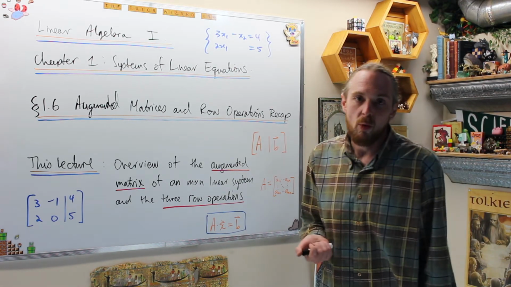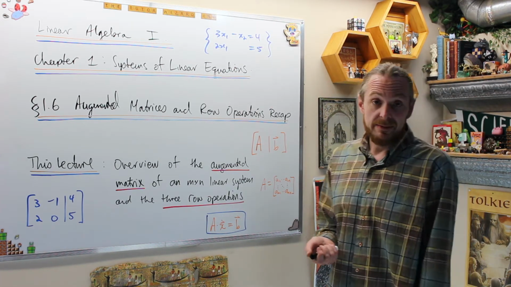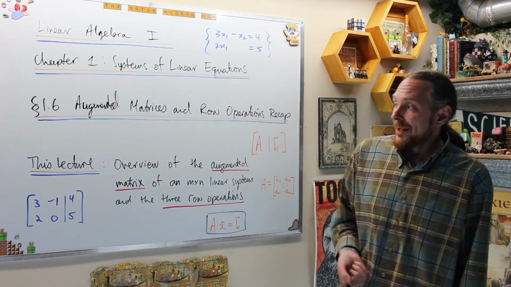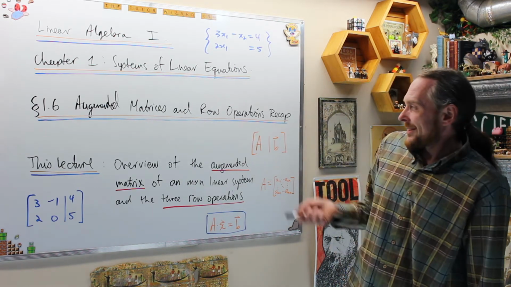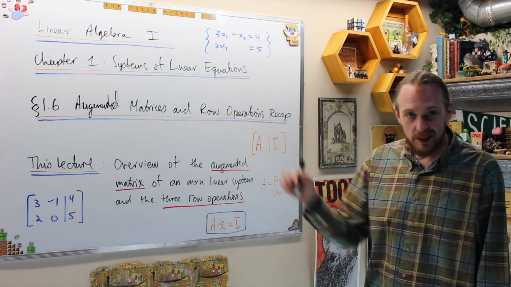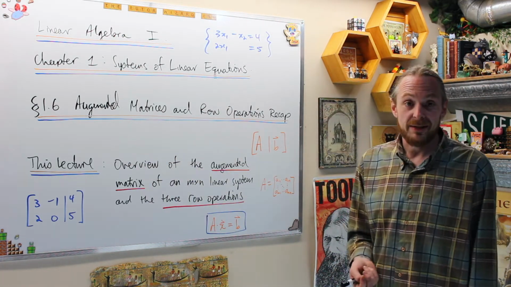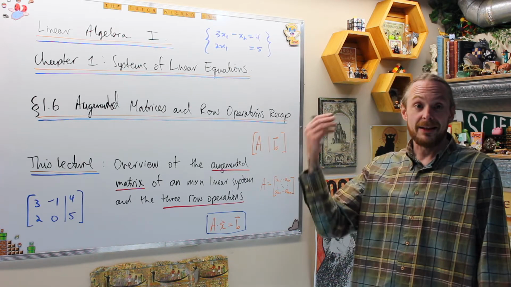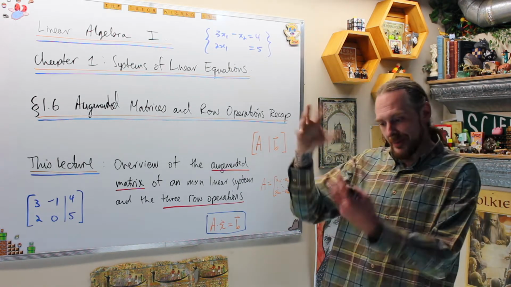We're in Linear Algebra 1. This is Chapter 1, Systems of Linear Equations. We're doing 1.6 Augmented Matrices and Row Operations recap. This lecture, what we're doing is an overview now of what an augmented matrix of a linear n by n system is, and the 3 row operations we're going to use to manipulate that.